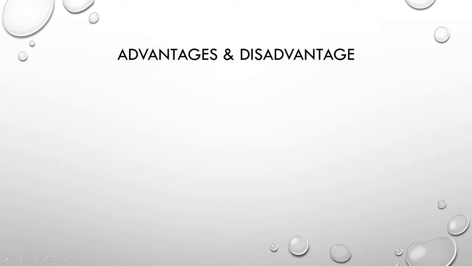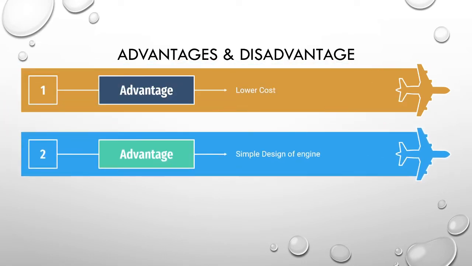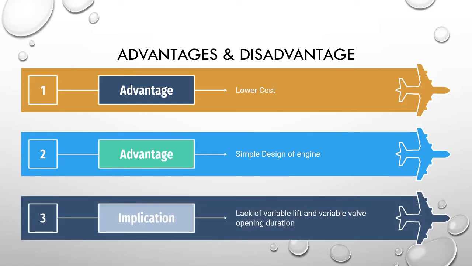And lastly are the advantages and disadvantages. The advantage of the CPS system is that it is lower cost, and the design of the engine is simple, more simple compared to other variable valve timing engines such as Honda and Mitsubishi. But it also has a disadvantage: the implication of this engine is a lack of variable lift and also variable valve opening duration.